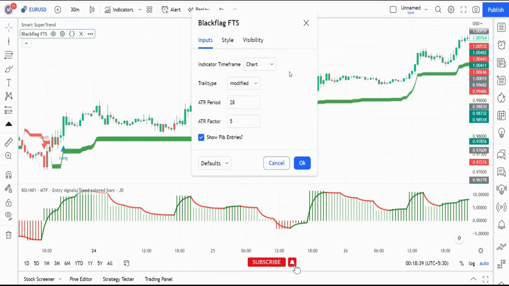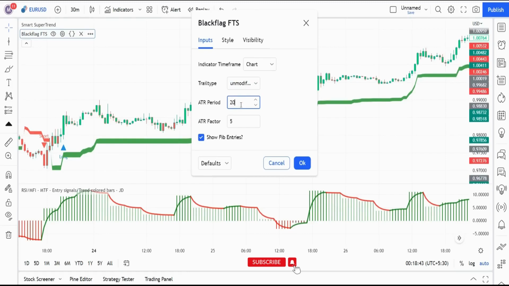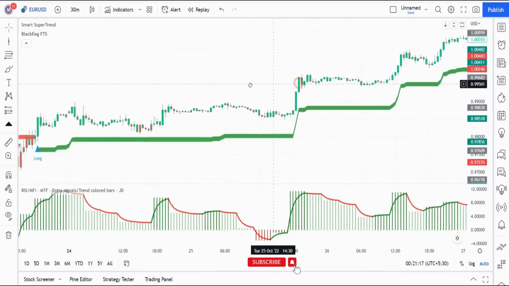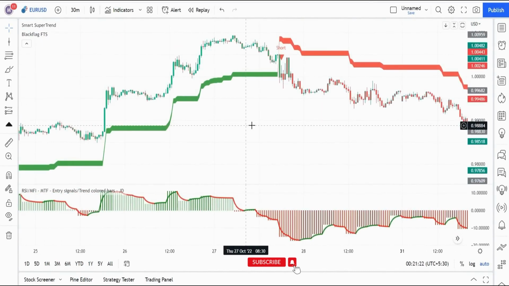Then, in the Input menu, change the trade type to unmodified, and then change the ATR period to 200, and the ATR factor to 6. Now let's understand the setup. This black flag indicator actually shows us the direction of the market's trend. If the price is higher than the green line, it means that the trend of the market is upwards. And if the price is lower than the green line, it says that the trend of the market is downwards. Okay, the setup is finally ready.